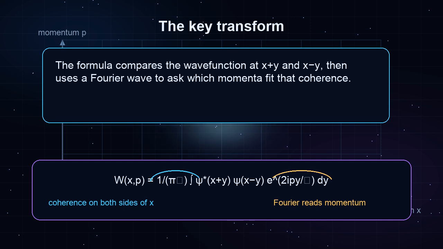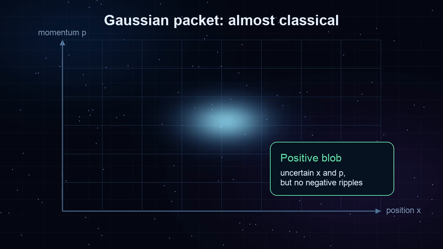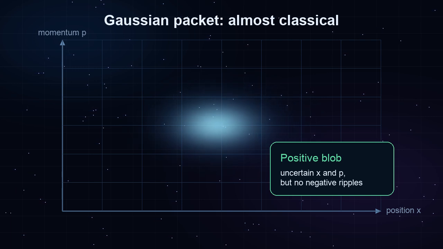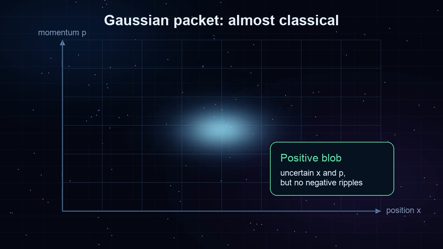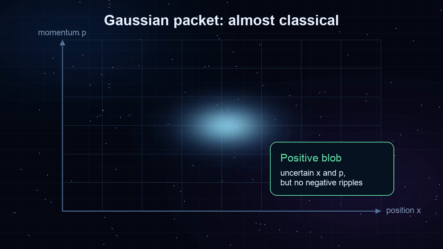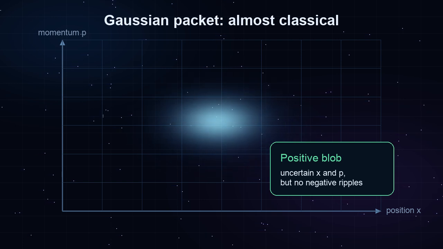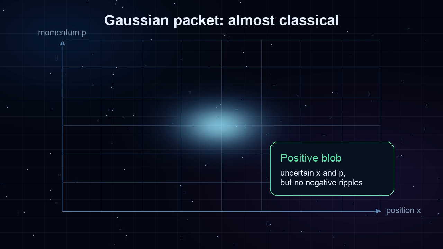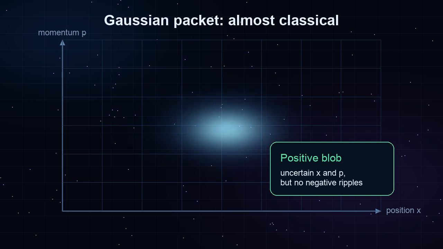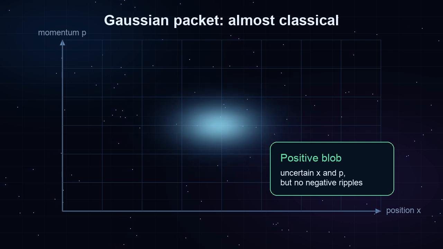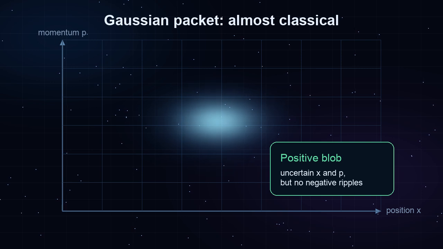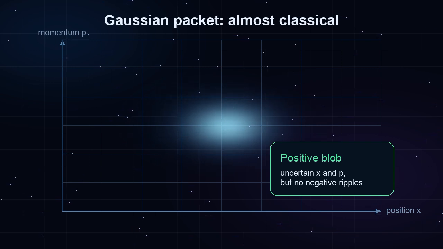For a calm Gaussian wave packet, the Wigner function is a bright positive blob. It behaves almost like a classical particle with uncertain position and momentum. But make a quantum cat state, a superposition of two separated packets, and the space between them grows stripes. Some stripes are below 0.